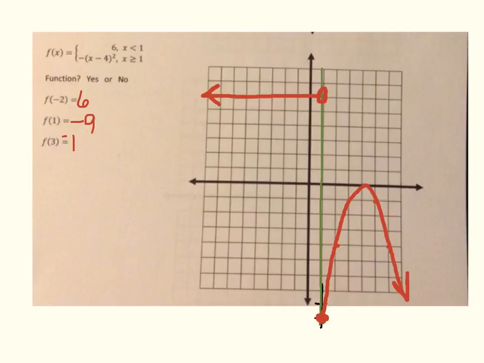The other way to go about this is to plug the values in. I can very simply plug in -2. Now the question is, which one do I plug it into? Do I plug it into the top equation or the bottom equation? Well, -2 is less than 1, so y will equal 6. And f of 1 equals -9. That's going to be the equal sign here, and 1 minus 4 is -3. -3 squared is 9, and the opposite of that is -9. And of course, if I plug in 3, 3 minus 4 is -1. -1 squared is 1, and the opposite of that is -1.